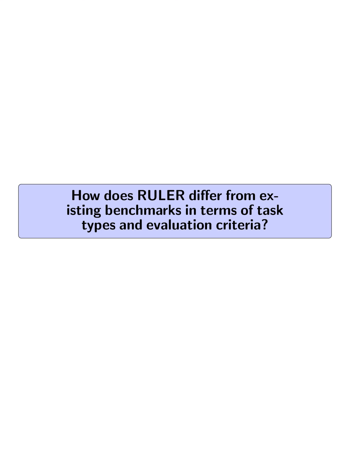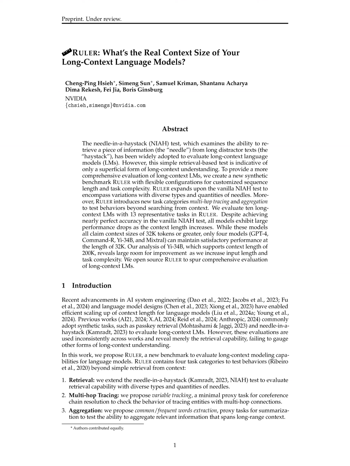How does Ruler differ from existing benchmarks in terms of task types and evaluation criteria? Ruler differs from existing benchmarks in terms of task types and evaluation criteria by introducing new task categories that go beyond simple retrieval from long context.